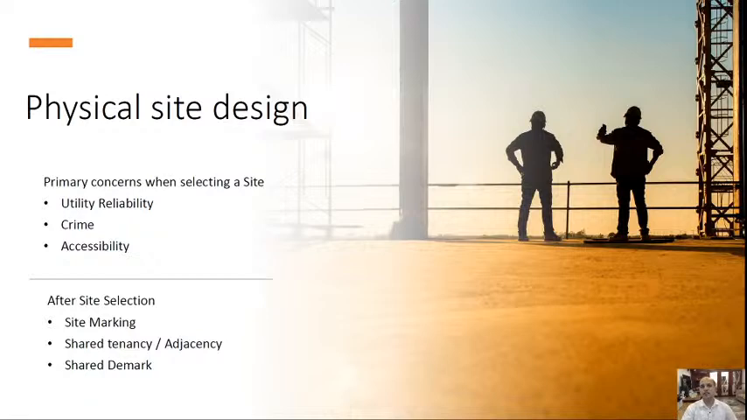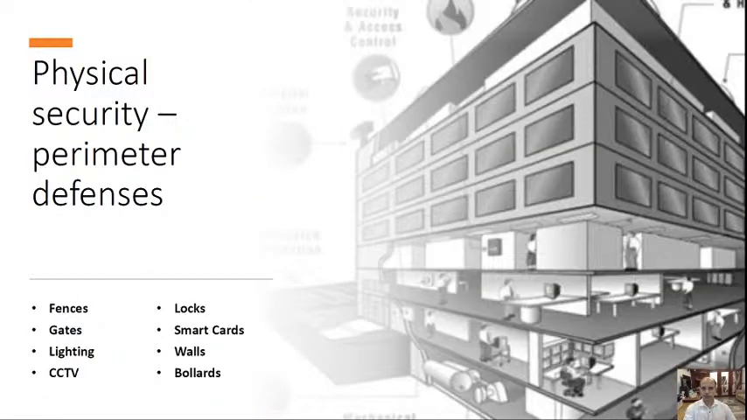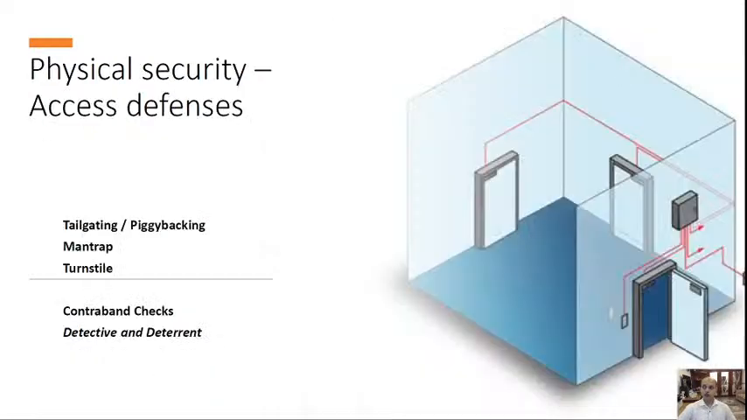In physical site design, you need to understand the primary concern before selecting a site and after selecting a site, right? Then you also need to understand perimeter security, like fences, gates, lighting, CCTV, locks, smart cards, walls and bollards. When to use them, where to use them, and also what exactly they mean. Then you need to understand a very important concept of man trap, tailgating, piggybacking and turnstile, right? These are the things which you need to understand in physical security access.